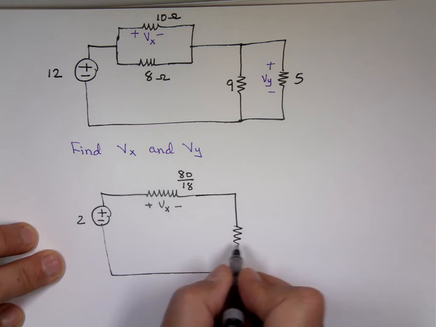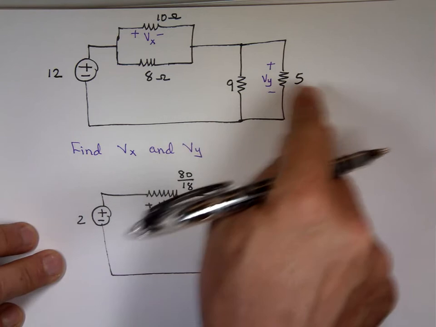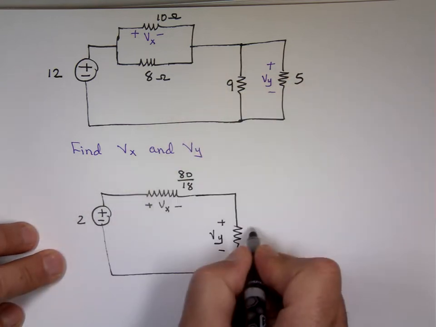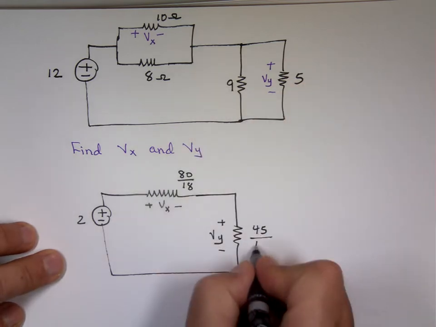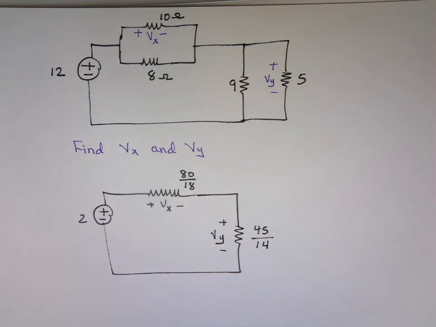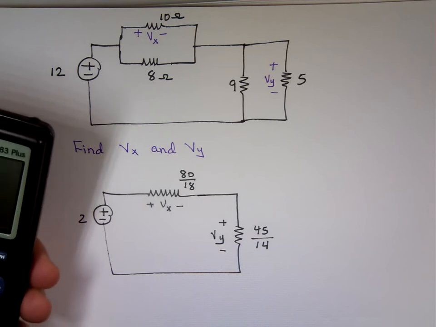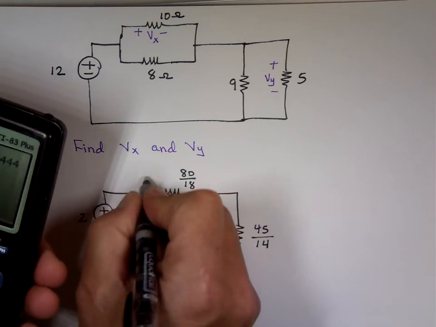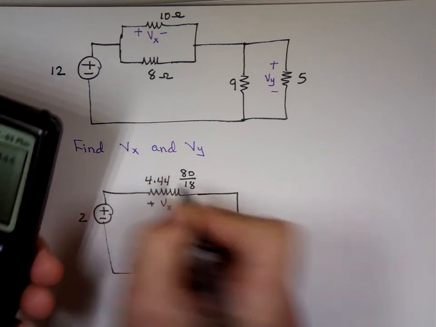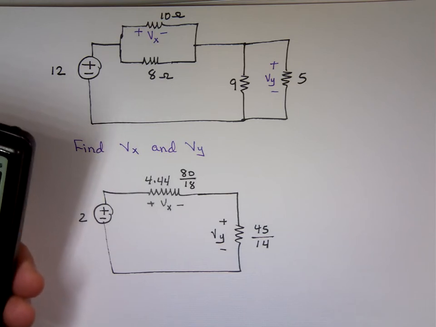This is Vy. And the value of that, the product over the sum, 9 times 5, which is what? 45 over the sum of them, 5 and 9, 14. If you want to make life easy, you take your calculator and divide them now. 80 divided by 18, 4.44. And this one, 45 divided by 14, 3.21.